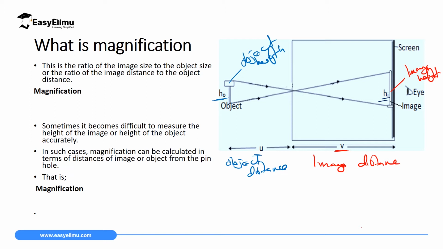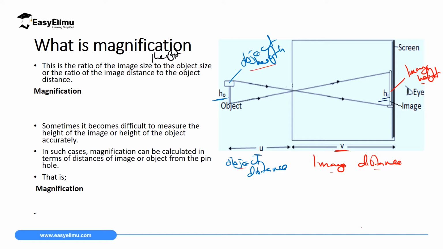So we can use the idea of object height and image height to define magnification, or we can use the idea of object distance and image distance to define magnification. If we use the object height and image height, we can define magnification as the ratio of the image size, sometimes we call it height. So it is the ratio of the image height to the object height.